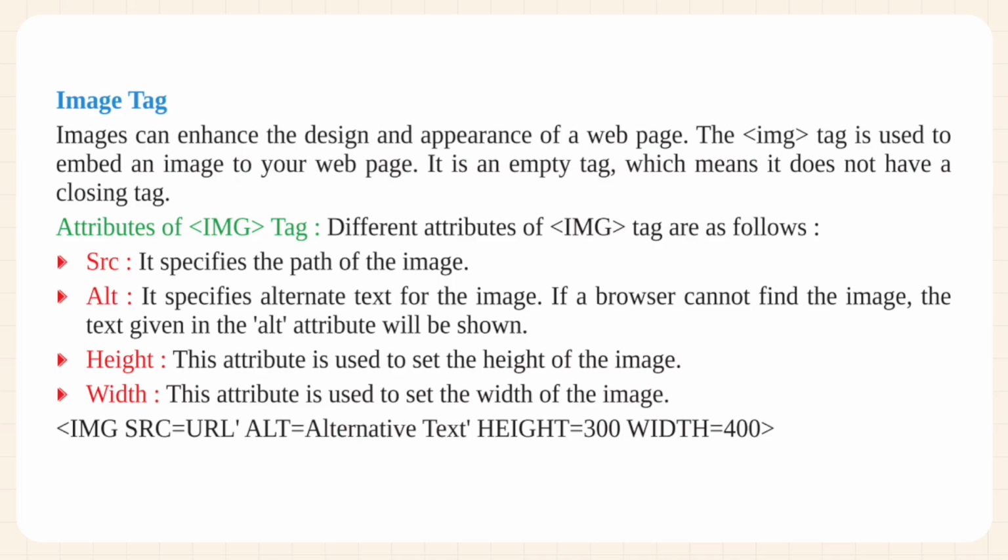Attributes of the img tag. Different attributes of the img tag are as follows. src specifies the path of the image. Alt specifies alternate text for the image. If a browser cannot find the image, the text given in the alt attribute will be shown. Height is used to set the height of the image. Width is used to set the width of the image.